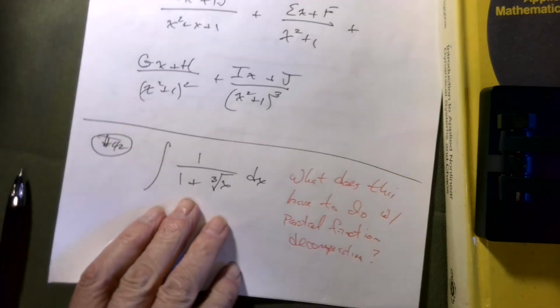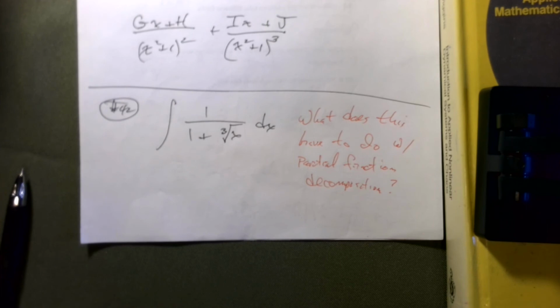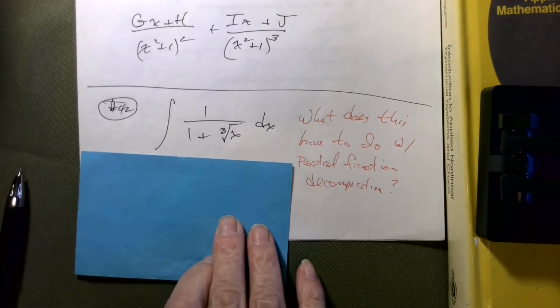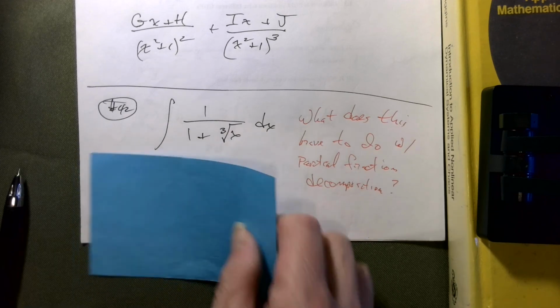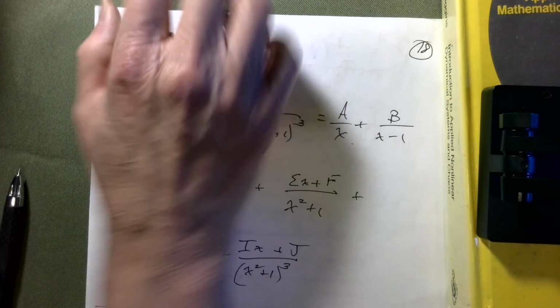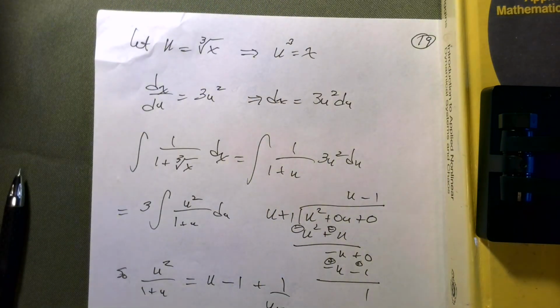Okay, let's take a look at number 42. And we have 1 over quantity 1 plus the cube root of x dx. And the question comes up is, what does this have to do with partial fractions? And so it looks like there's no relationship. And that is not quite correct. So you can see here in Calc 2, this is going to be a bunch of, oh yeah, let's try this, let's try this, let's try this.